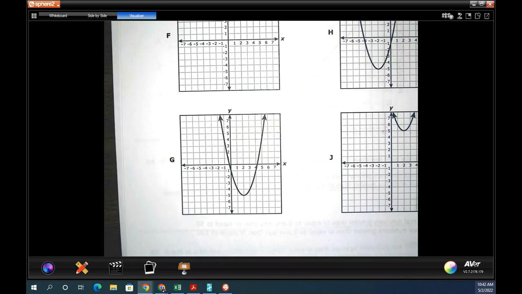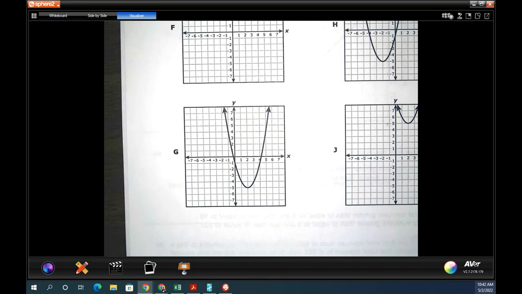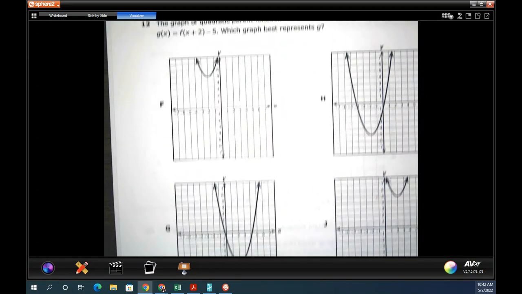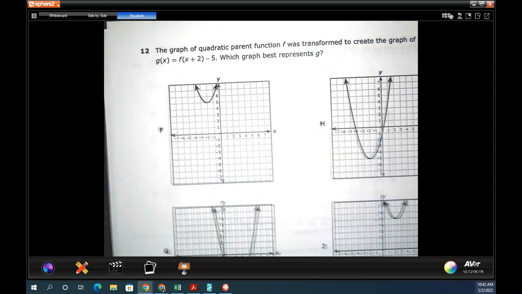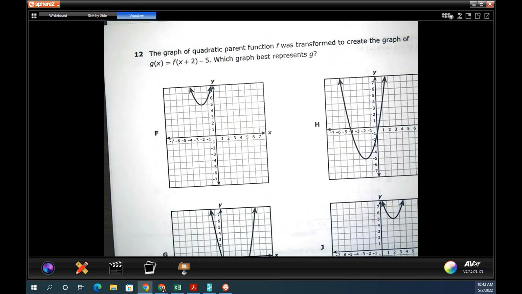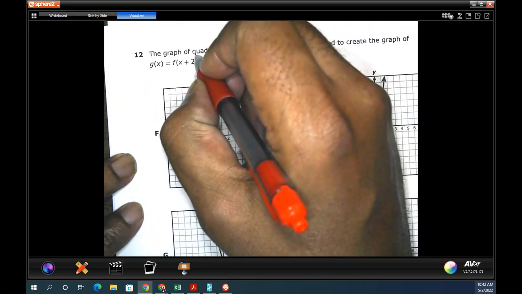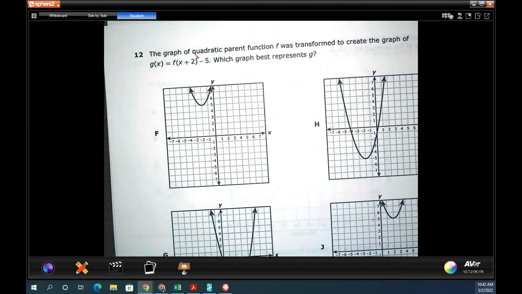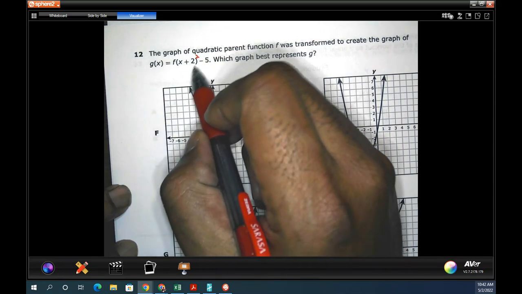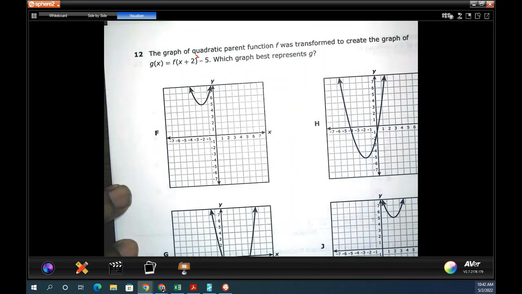All right. Now here, look at this. Two ways to work it. Graph of quadratic parent function, f was transformed to create the graph of g of x is equal to f of x plus 2 minus 5. These are all parabolas. You can put this in your calculator, but you've got to add that square to it. So you would go parentheses x plus 2 squared minus 5 and match the graph.